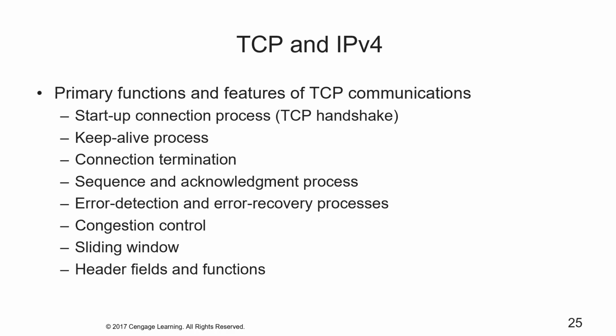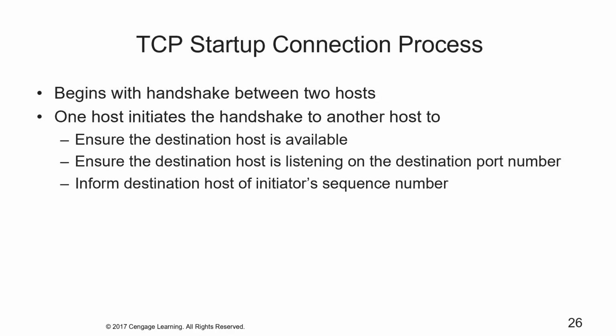So TCP and IPv4, the primary functions and features of TCP communications. You have your three-way handshake, so your startup connection process, the Keep-Alive process, connection termination, sequence and acknowledgement process, error detection and error recovery processes, congestion control, sliding window, header fields and functions. It's pretty much the exact opposite of UDP in terms of feature sets. But again, with a cost.